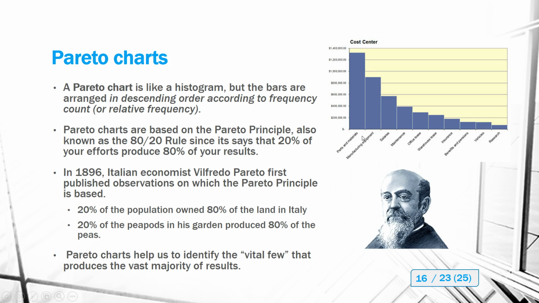So here in this Pareto chart for cost center, if you want to reduce your costs, the first thing you need to tackle is, let's look at our parts and materials. And then let's look at our manufacturing equipment. Let's tackle these two items. Because typically what you have in industry or any business enterprise is a limited amount of resources, limited amount of time, limited amount of money, limited amount of personnel or manpower.